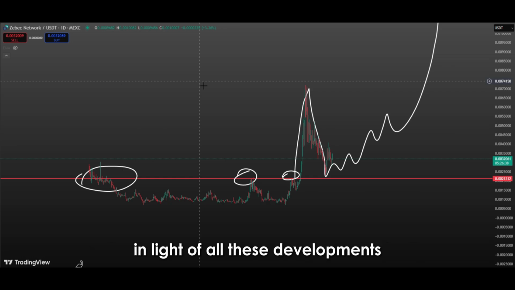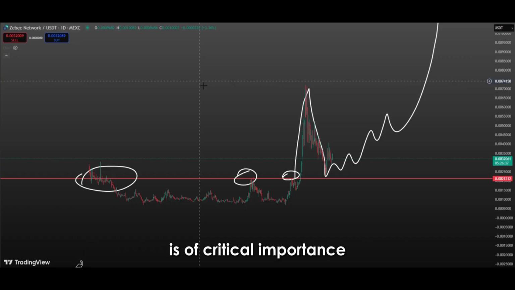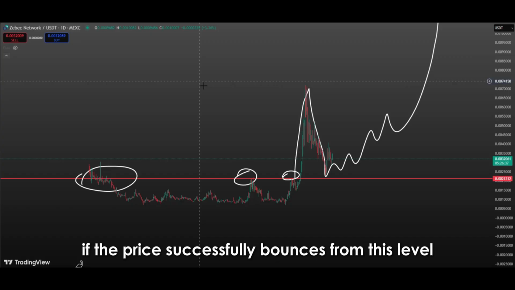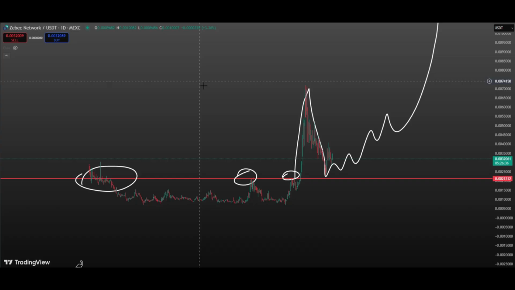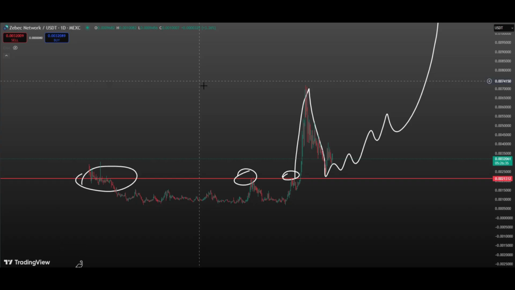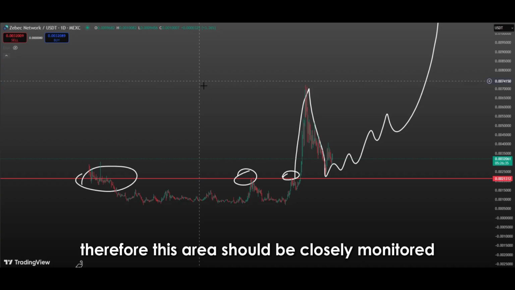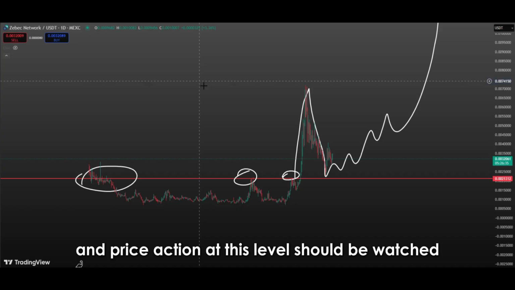In light of all these developments, the region currently being tested by the price is of critical importance. If the price successfully bounces from this level, it will help existing positions remain intact and trigger new buying. This could pave the way for the price to reach higher levels in the near future. Therefore, this area should be closely monitored from a technical perspective, and price action at this level should be watched carefully.